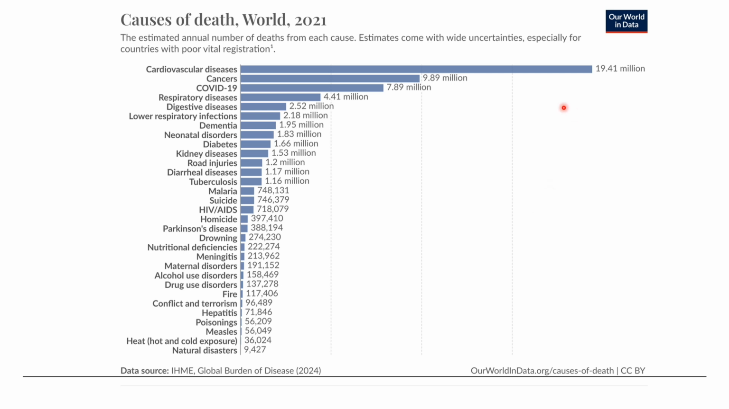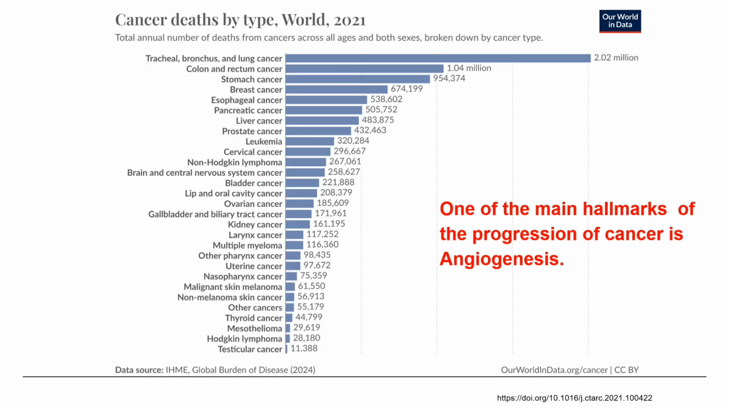When we look at the data on deaths caused by diseases, cancer stands out as the second leading cause of death, right after cardiovascular diseases. It's responsible for around 10 million deaths each year. Among the different types of cancer, lung cancer is particularly deadly, causing about 2 million deaths.